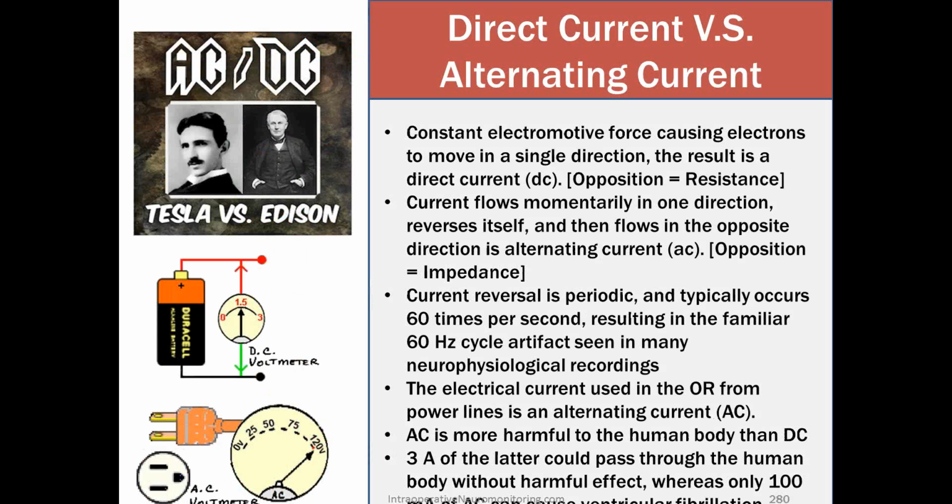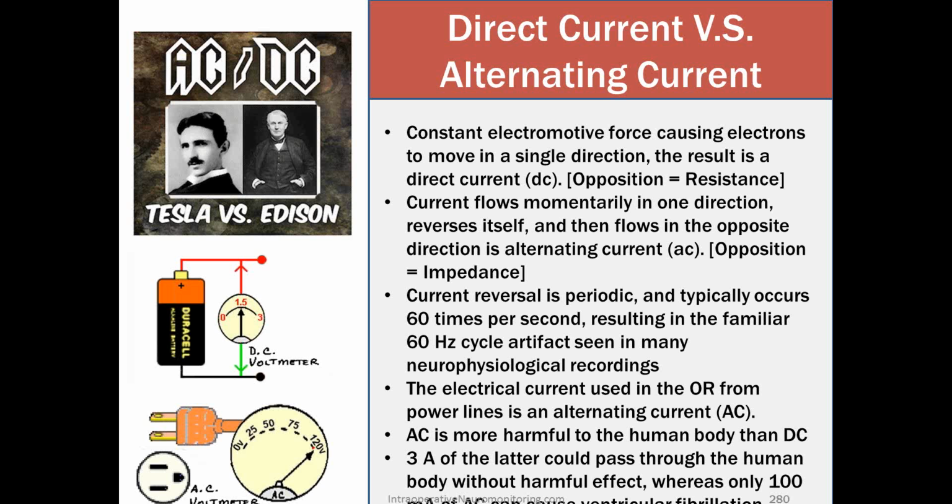Direct current versus alternating current. Constant electromotive force causing electrons to move in a single direction. The result is a direct current, where opposition equals resistance. If current flows momentarily in one direction, reverses itself, and then flows in the opposite direction, that is alternating current, where opposition equals impedance.